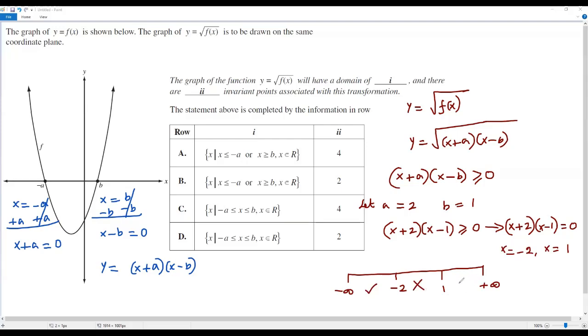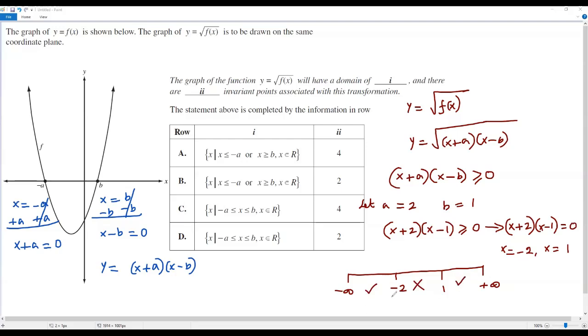Now let's take the third interval, between 1 and positive infinity. Let's take a random value, 2. So 2 plus 2 becomes 4, and 2 minus 1 becomes just 1. 4 times 1 is 4. 4 is a positive value, and greater than or equal to 0 can be accepted. So this interval also works.